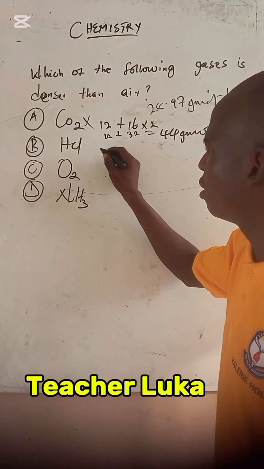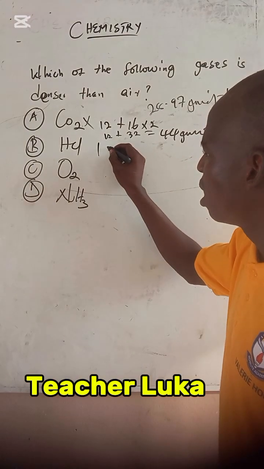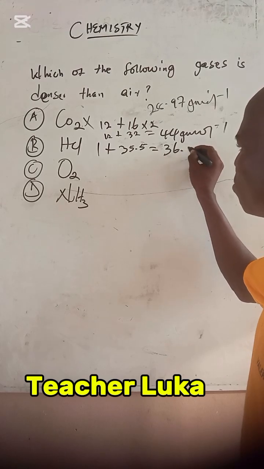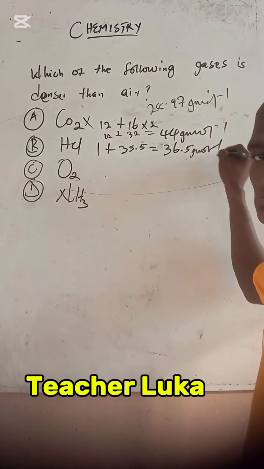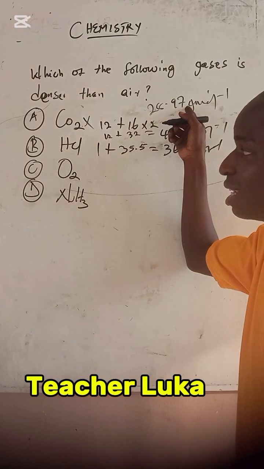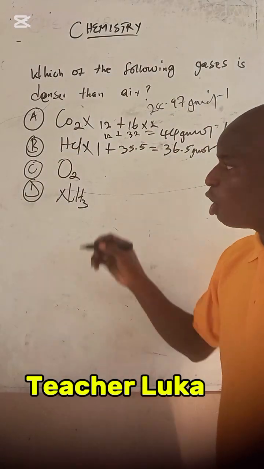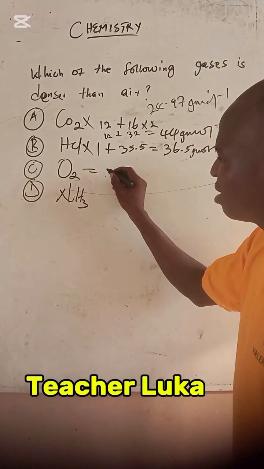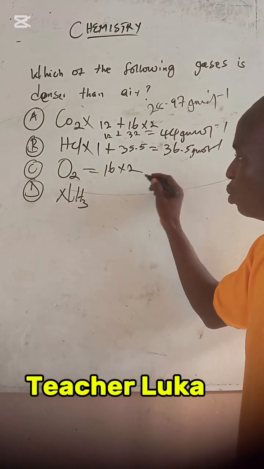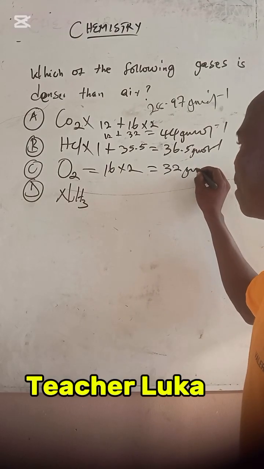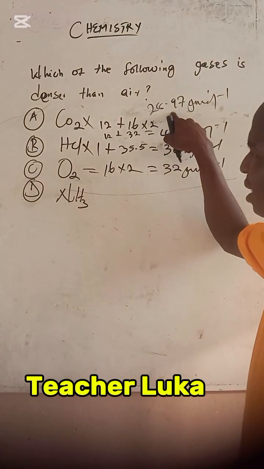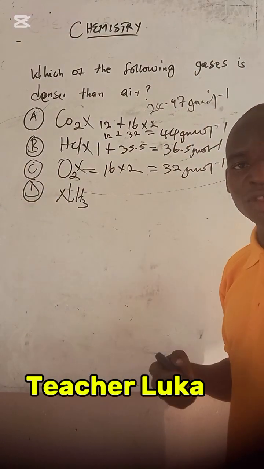The next is HCl. HCl is hydrogen is 1, and of course 1 plus chlorine is 35.5. All this will give us 36.5 gram per mole. Okay? And of course, this is not the answer because this is bigger than 28.97. Now, oxygen gas. Oxygen is 16, but we have two atoms of oxygen, so we multiply 16 by 2, and that gives us 32 gram per mole. All right, 32 gram per mole is still bigger than 28.97. So oxygen gas is not the answer.